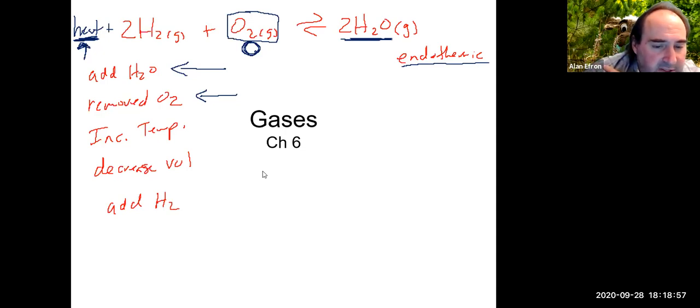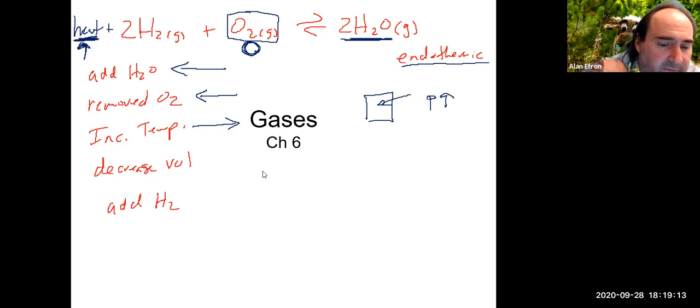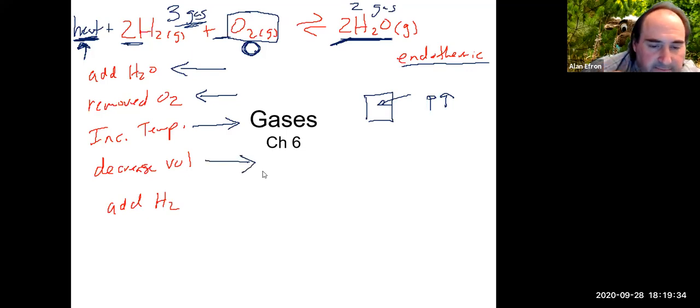When we add it, it should shift away from it, which would cause it to shift to the right in this particular case. When we decrease the volume, we have a smaller volume. Pressure goes up. And what we want then in a smaller volume is less gas molecules. So on the left-hand side, we have a grand total of 2 and 1 is 3 gas molecules. On the right-hand side, we have 2 gas molecules. That means in this case, it should shift to the right because it has less gas molecules.